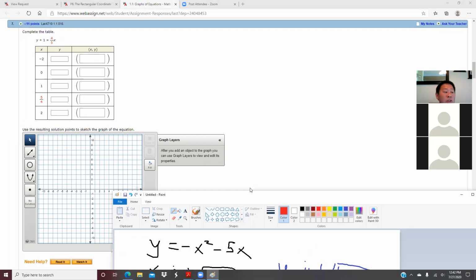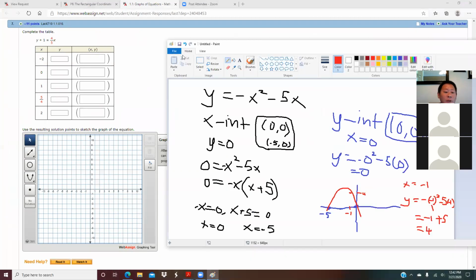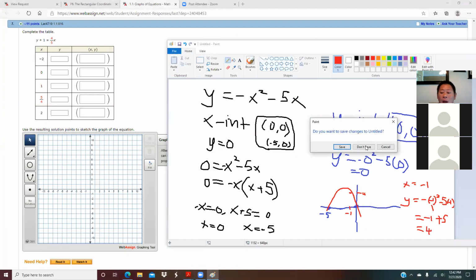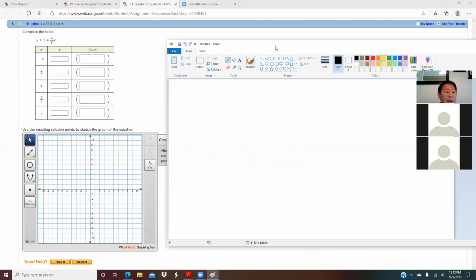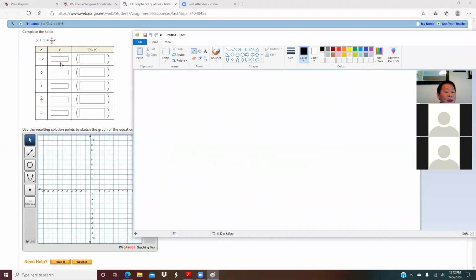So let's do question number 7. I want you guys to go ahead and do the first one. I want you guys to plug -2 inside your x and figure out what is the... solve for y, gonna make y. So y plus 1 equals 4/5x. So for this question, x is -2 here.